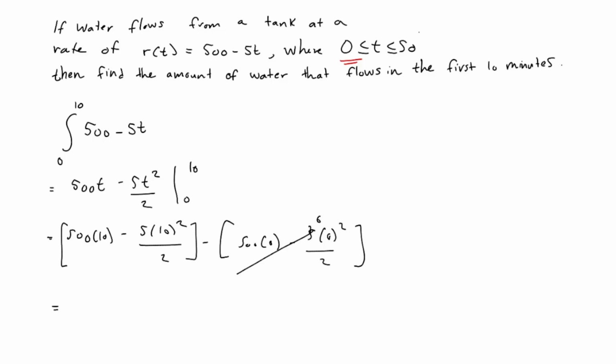And if we do our calculations, 500 times 10, 5,000, minus 5 times 10 squared over 2 is going to give us 4,750. Right? So find the amount of water that flows in the first 10 minutes. This is the amount of water. And in this case, you could write down the amount of water. I'm not going to write the entire thing, but you can write this particular amount of water is 4750. There are no units in this case right now, but in your question you could have units.